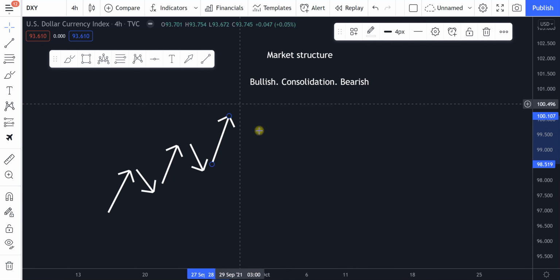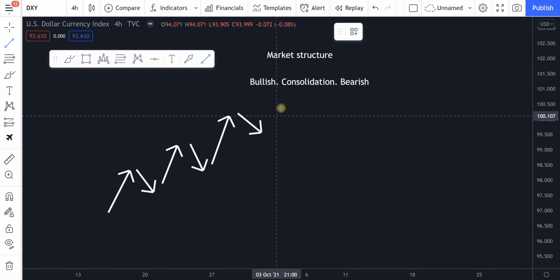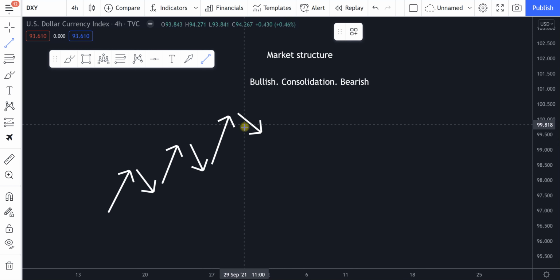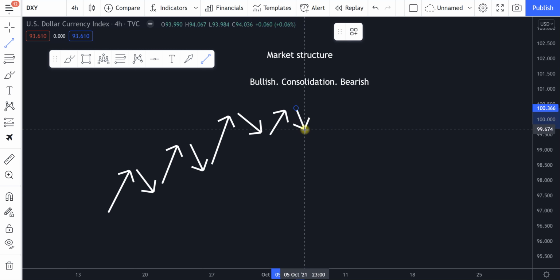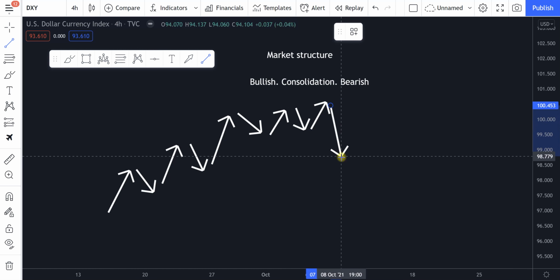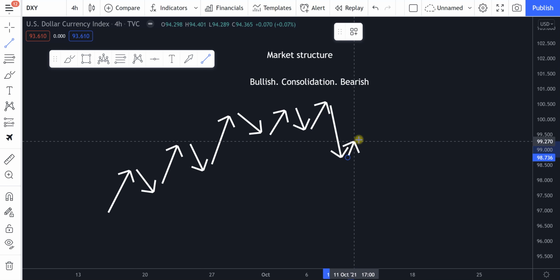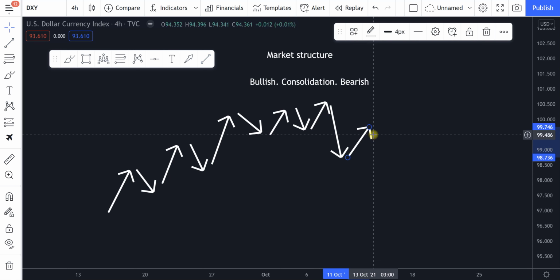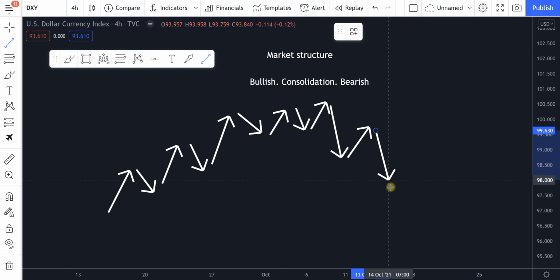Then it might do something like this, where it starts to consolidate before it finally breaks structure. It does the same thing, it starts making retracements into this bearish trend.